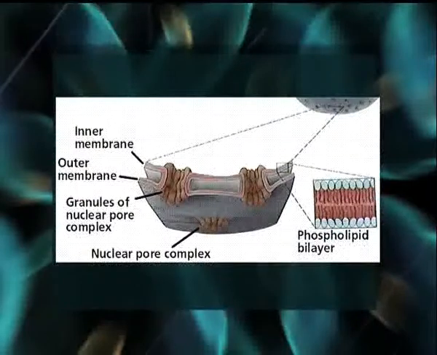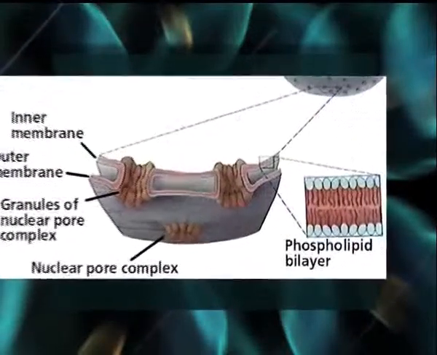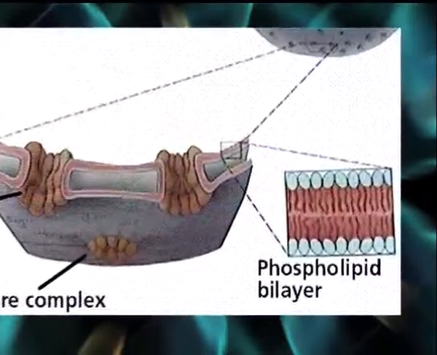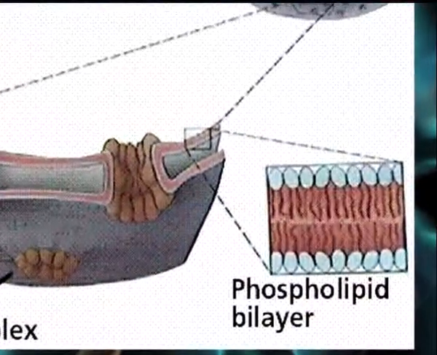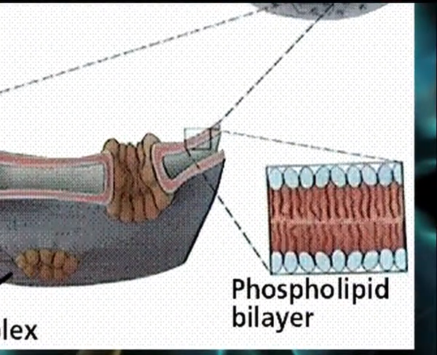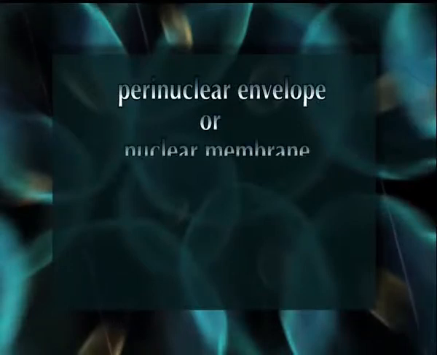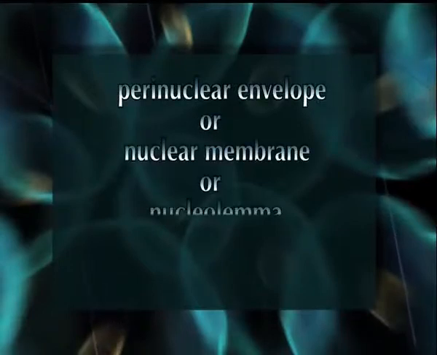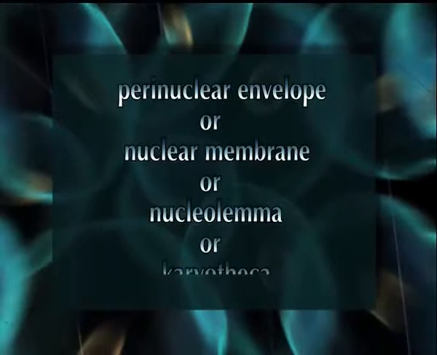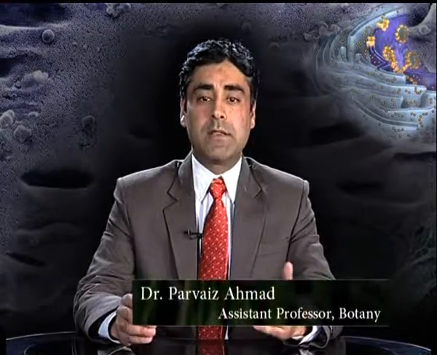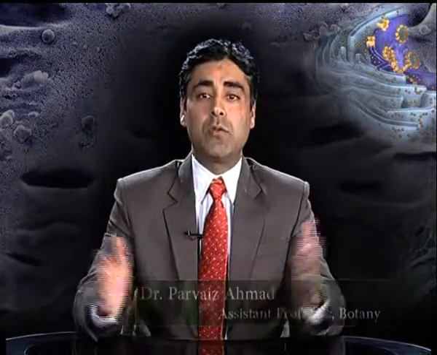The nuclear envelope is a double lipid bilayer that encloses the genetic material in eukaryotic cells. It is also known as the perinuclear envelope, nuclear membrane, nucleolemma, or karyotheca. The two membranes are roughly parallel, separated by a perinuclear space.